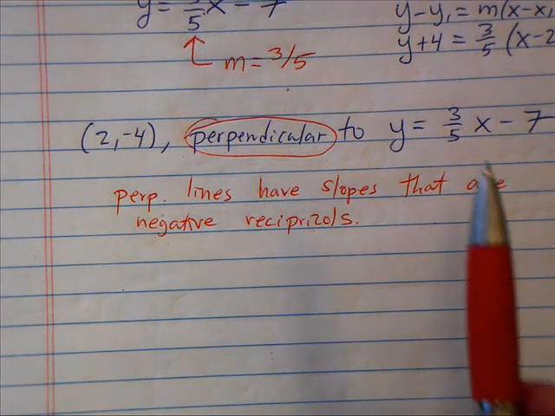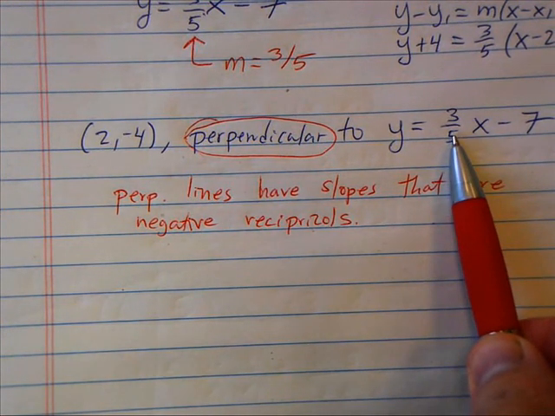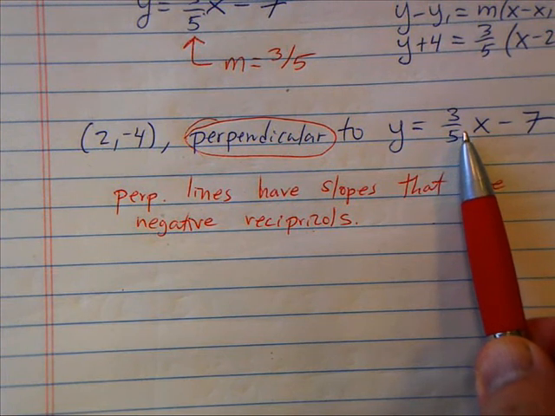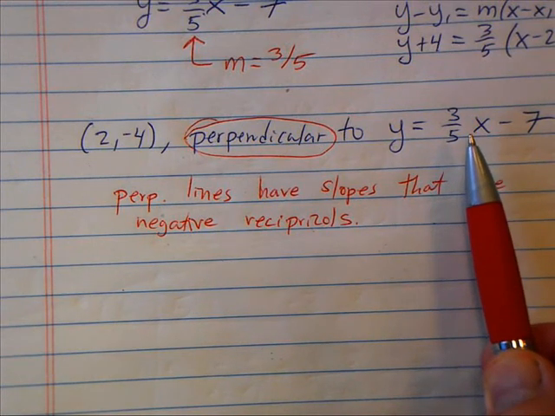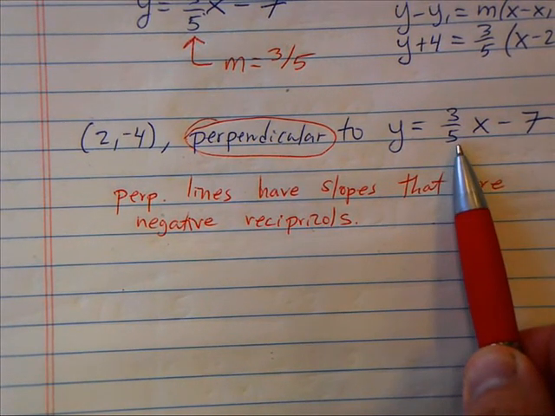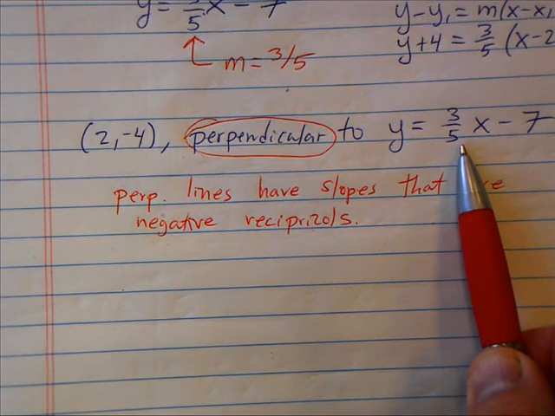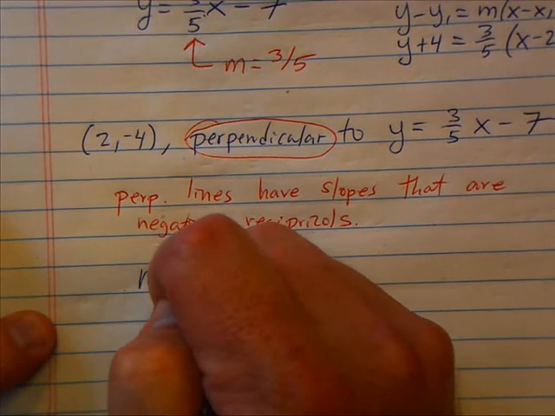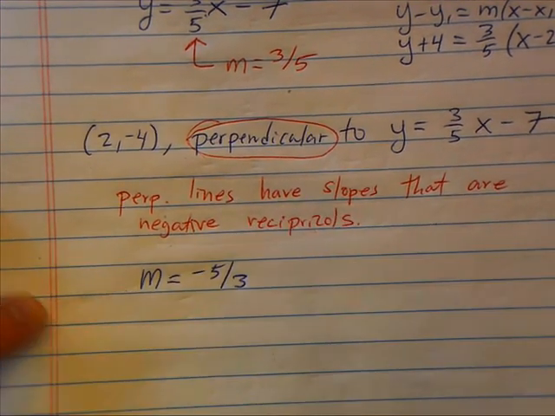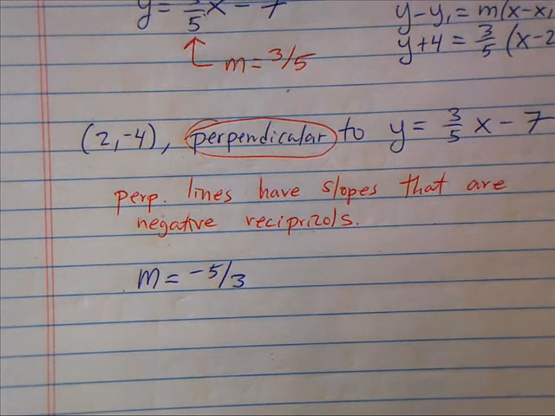Well, that means if the slope here is 3/5, then what's the slope I want? -5/3. You do two things. You flip the fraction over, and then you change the sign. Since this one is positive, we're going to make it negative. If this one was negative, we would make it positive. So the slope we want is m equals -5/3. That's what we mean by negative reciprocals. Flip the fraction over, change the sign.